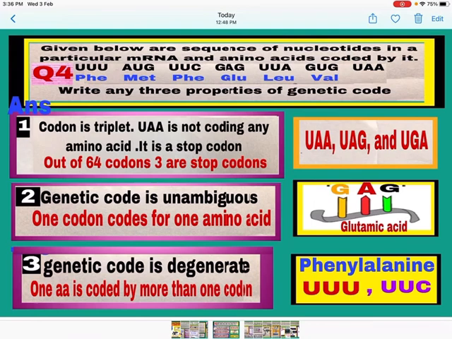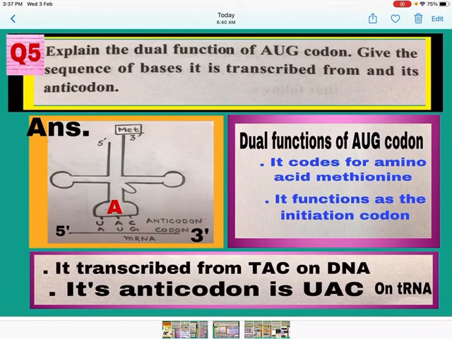Now third property, genetic code is degenerate, means one amino acid is coded by more than one codon. The example of this property is phenylalanine amino acid coded by 2 codons, UUU and UUC. One more property of genetic code is given in question number 5. Explain the dual function of AUG codon. This is the first part of the question.